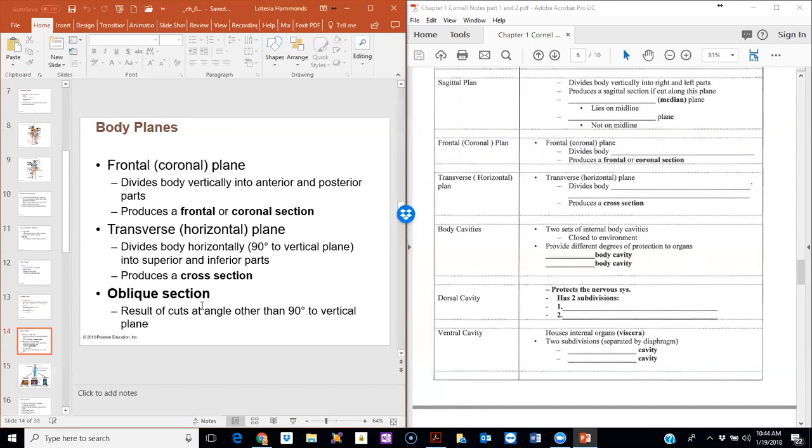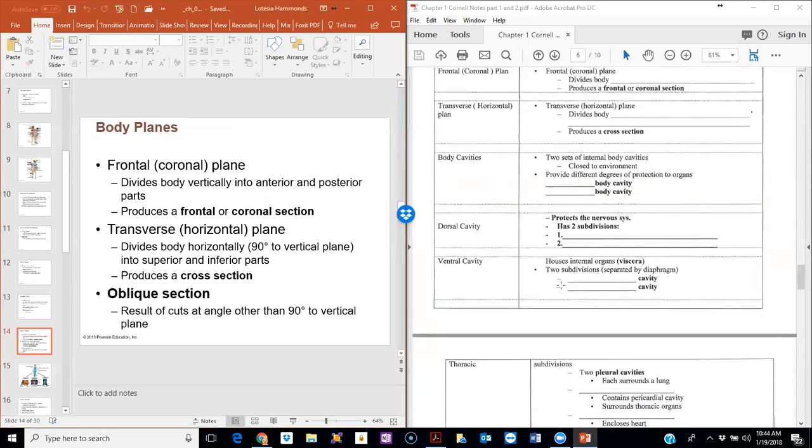And then finally, oblique sections result in cuts at angles other than 90-degree vertical angles. And I did not provide a space for that on your notes.